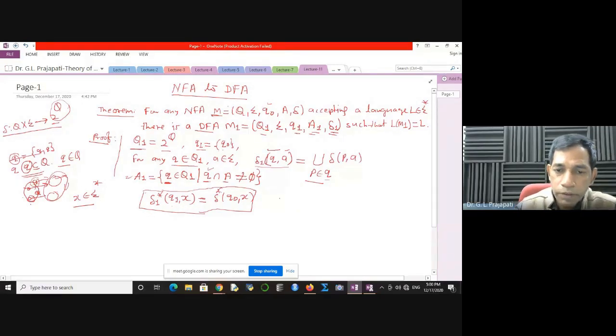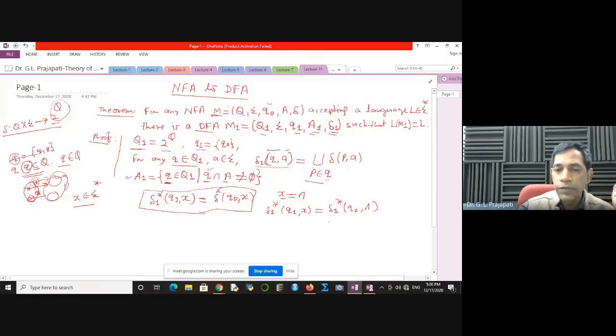So the trivial case is that X is equal to null, and you can show this by induction. How can you prove that this is equal to this? We need to prove delta 1 star (Q1, X) where X is equal to null, the trivial string. So this is delta 1 star, Q1 and null.